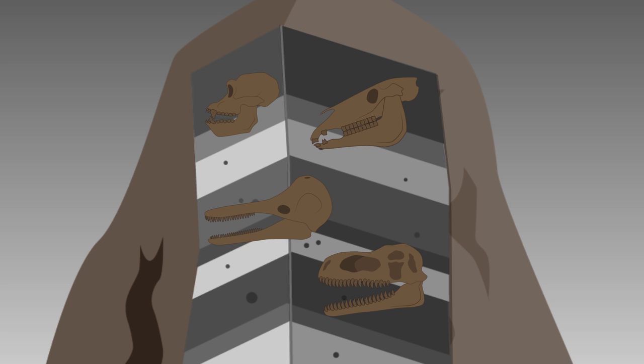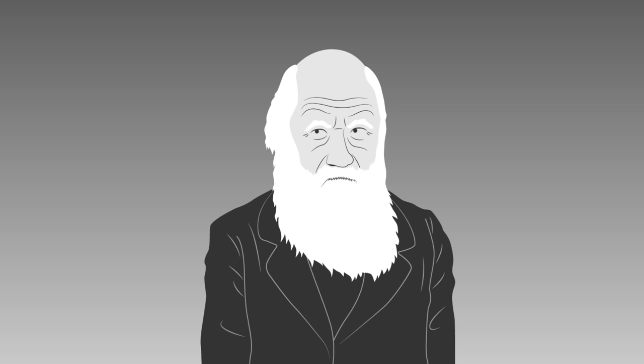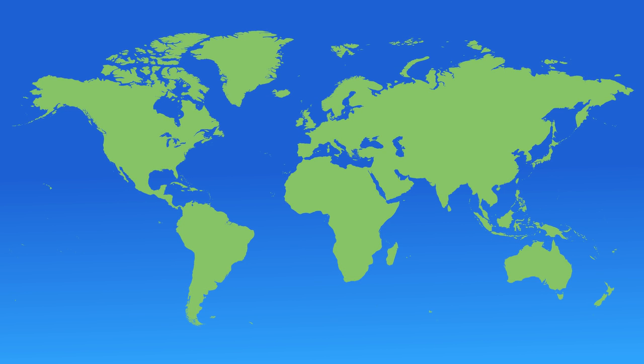In the mid-19th century, a naturalist called Charles Darwin embarked upon a 5-year voyage to circumnavigate the globe and bring back specimens of different flora and fauna from the countries he visited.